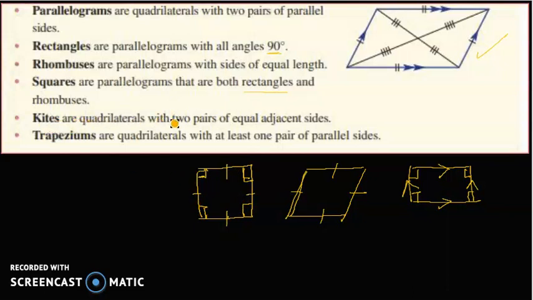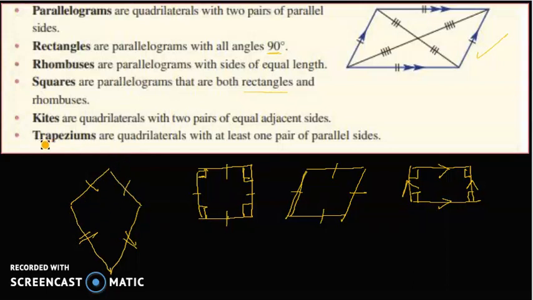Kites are quadrilaterals with two pairs of equal adjacent sides. This is an example of a kite. Adjacent sides are equal, as you can see here. So if adjacent sides are equal, then it is an example of a kite.